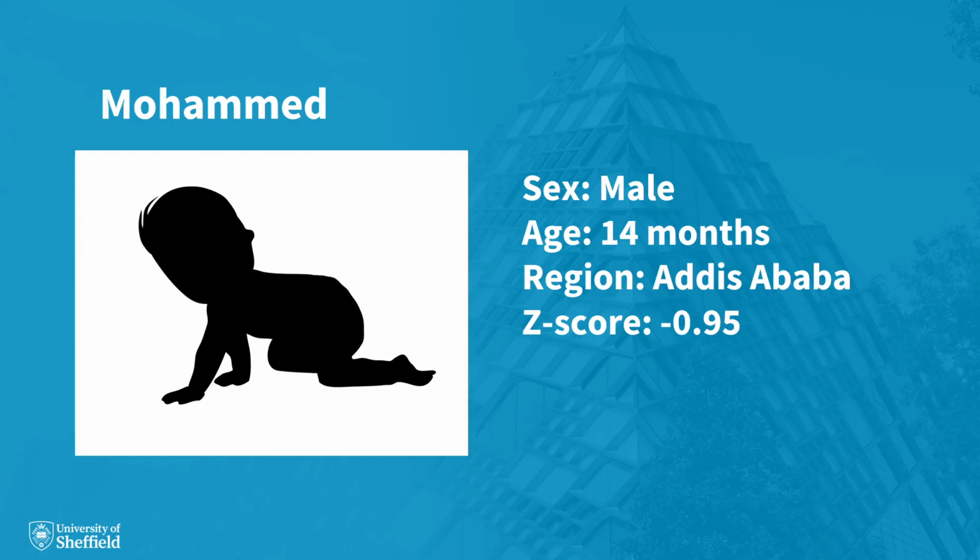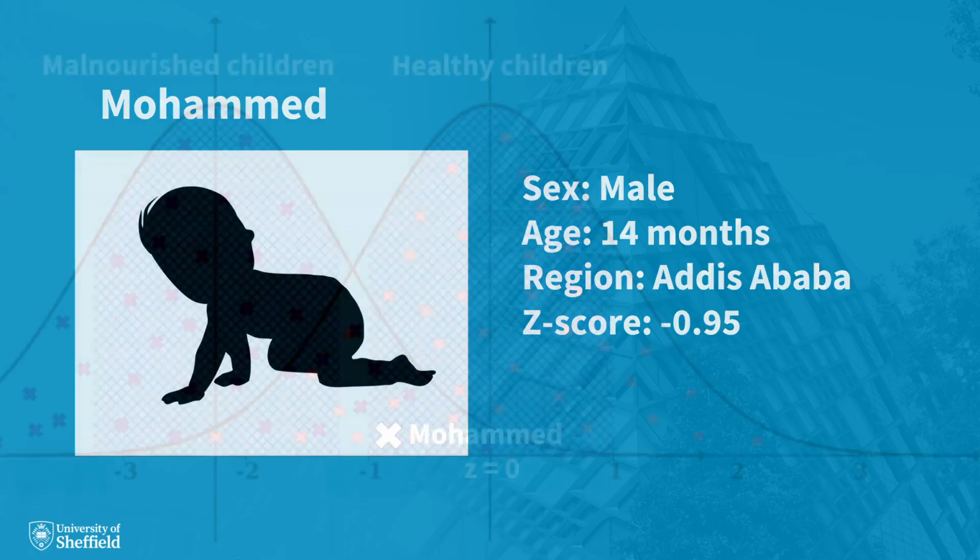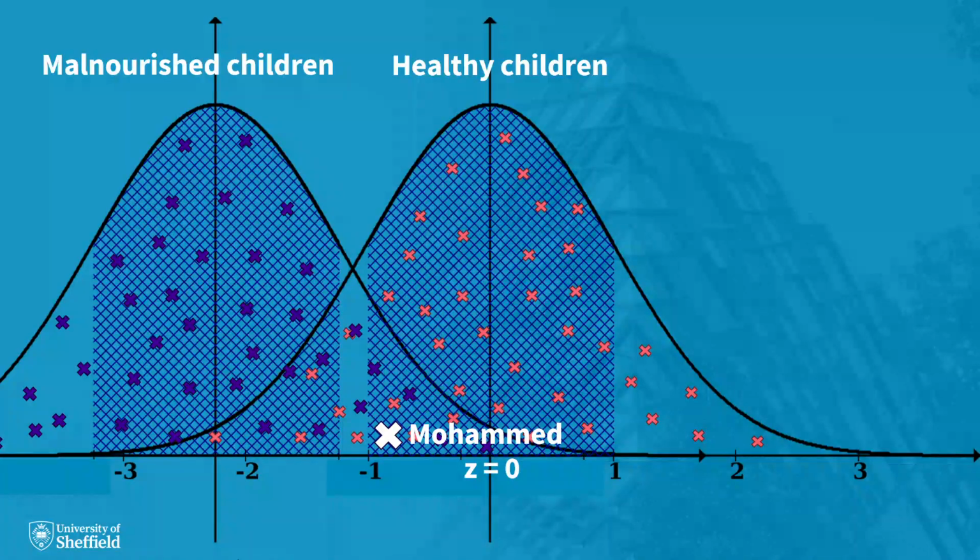In other words, his height for age is 0.95 standard deviations below the median for healthy children. That puts him about here on our normal distribution diagram. Does this mean we should accept the null hypothesis that he is in the population of healthy children and just happens to be a little bit small for his age? Or do we reject the null hypothesis and say that he is likely to come from the population of malnourished children?